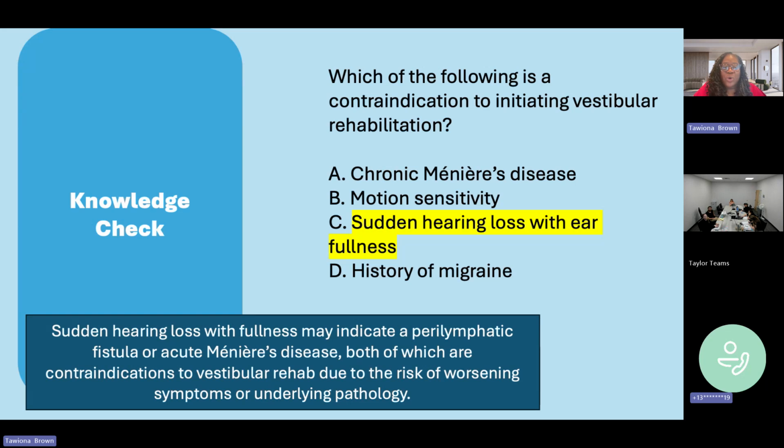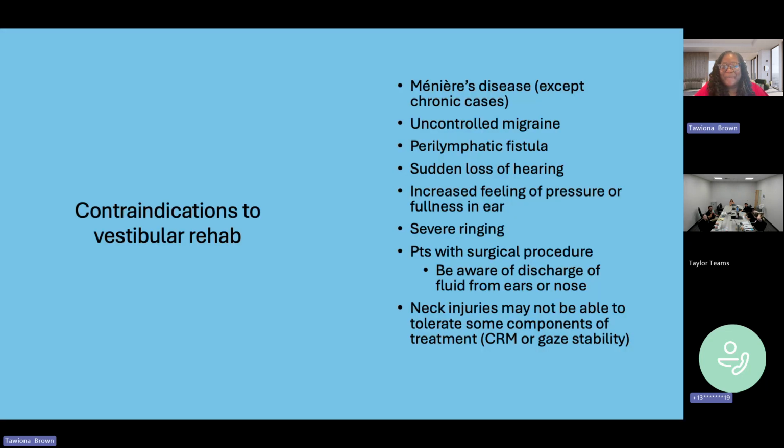Okay. So, sudden hearing loss with fullness may indicate a perilymphatic fistula that we can't do anything about, or acute Meniere's disease that we really can't do anything about in the outpatient clinic. So, both of those, because we cannot do anything about them, but they do need a treatment, are considered to be contraindicated because we might make it worse, and we don't want to do that. So, I have them listed for you here, what the contraindications are.